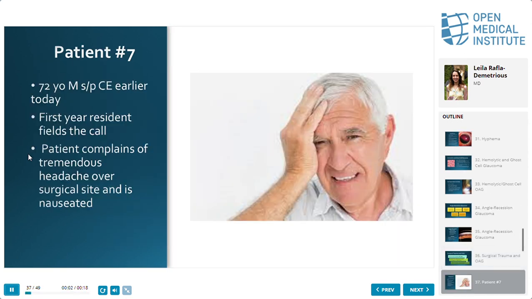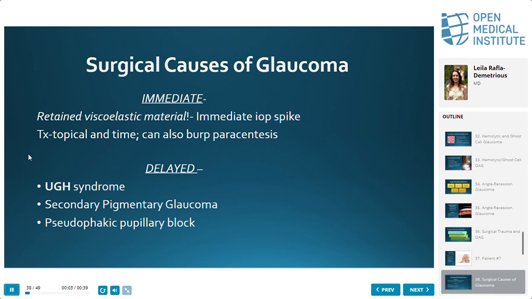So we have an elderly man here who had cataract extraction earlier in the day, and my resident on call gets a phone call saying the patient is having a headache and nausea. What's happening here? Right. Somebody left viscoelastic material behind. So we get an immediate pressure spike, which can be very high, and it's usually about 6 to 8 hours after surgery. These can be managed very easily. You can just burp the anterior chamber, and then just topical meds in time. But that is the reason why we try to remove viscoelastic material from the eye at the time of surgery.